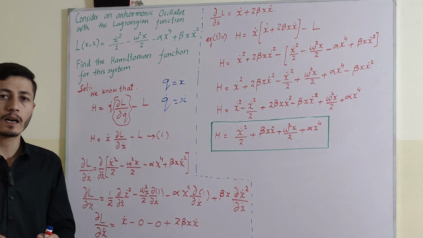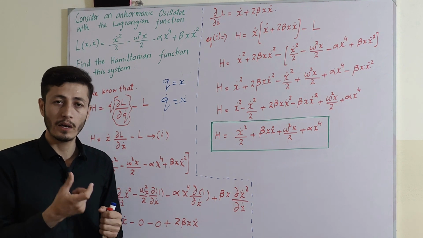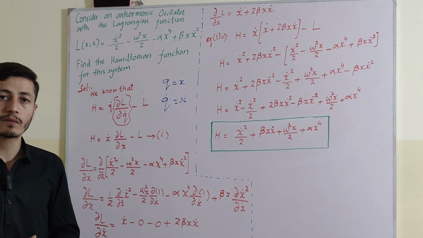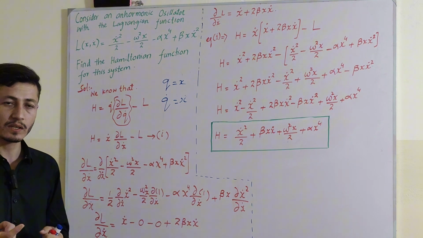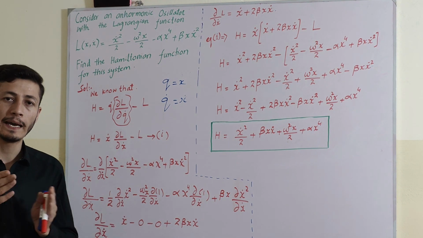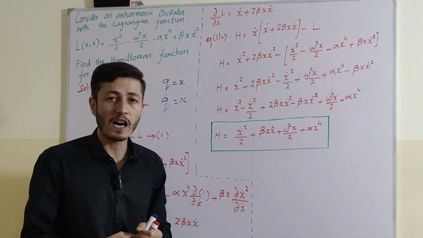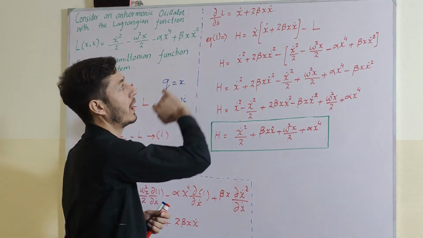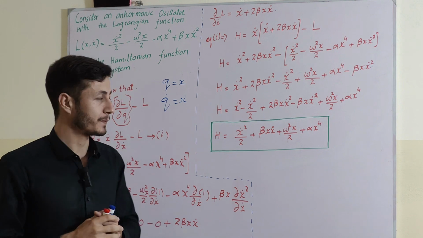So beta and x are common here, so they come out of the differential, and now the derivative is applied to x dot square. By applying this, the 2 comes in front and the derivative of x dot with respect to x dot gives us 1. So the final result will be 2 beta x x dot. Now the partial derivative of the Lagrangian with respect to x dot, the velocity coordinate, is equal to x dot plus 2 beta x times x dot.